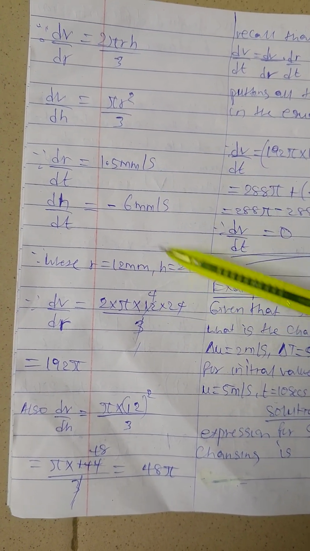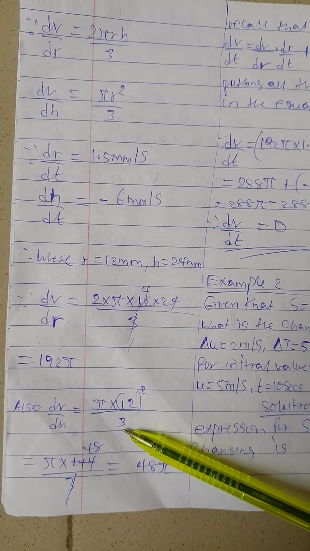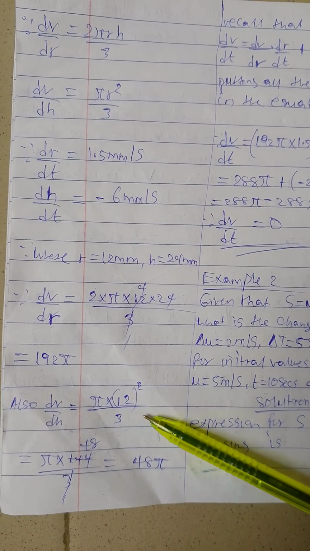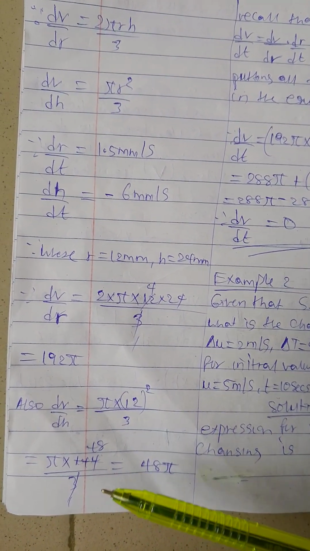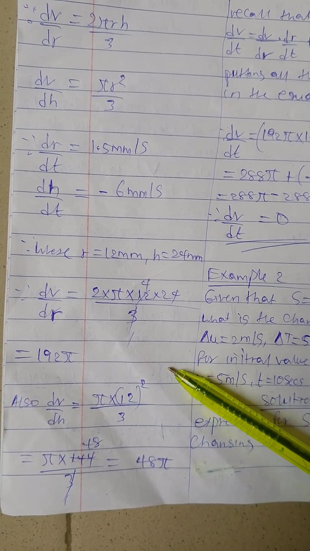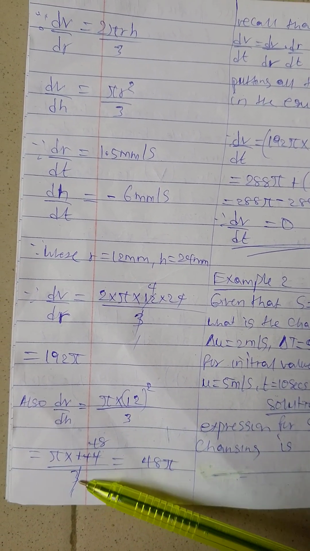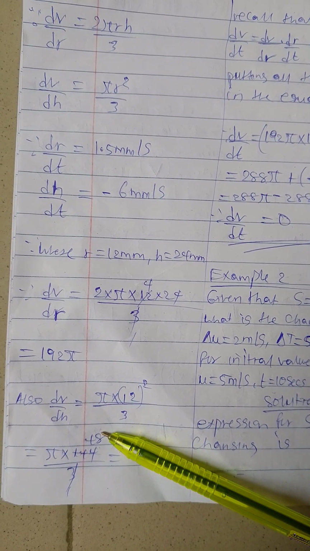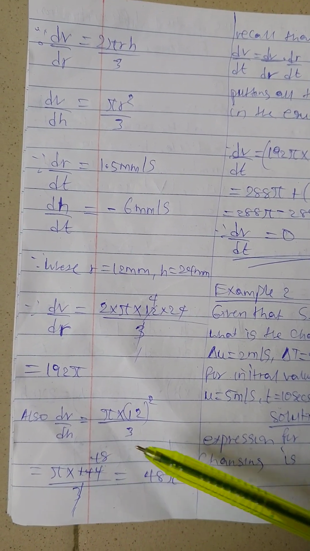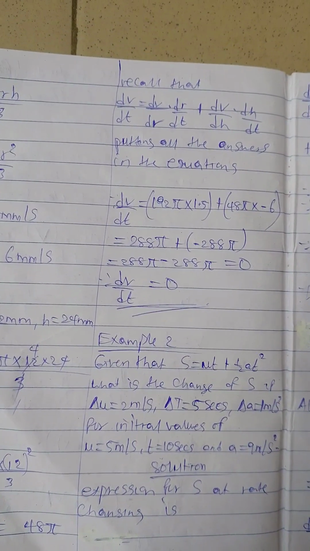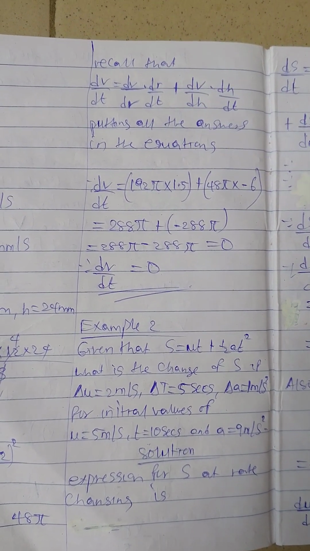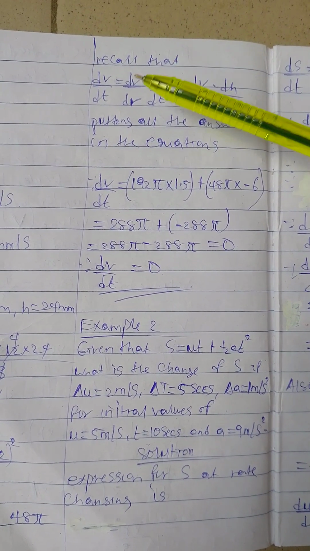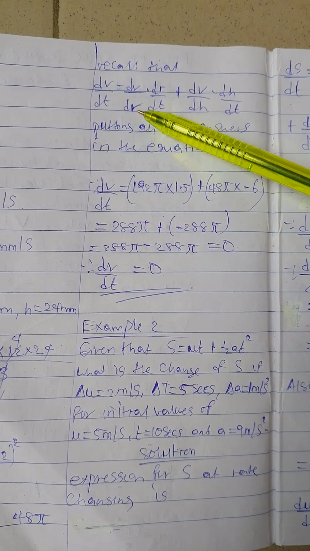Now also dV over dh, I'll put everything inside this. That becomes pi times r, which is 12, squared, all over 3. 12 squared is 144. 3 divided into 144 is 48. So that becomes pi times 48, which gives you 48 pi.